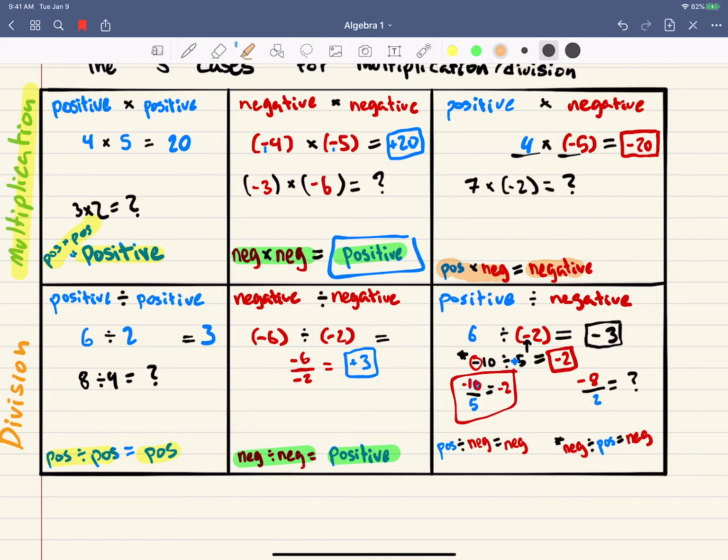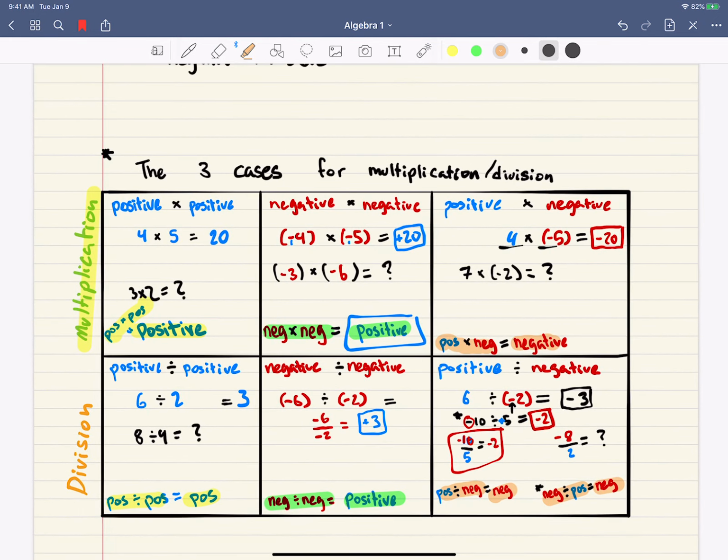And then for those who don't believe me, positive times negative equals negative. And it's the same thing. We have negative times positive. All right. And then same thing with division. Positive divided by negative equals negative. Negative divided by positive is also negative. And that's the whole lesson.